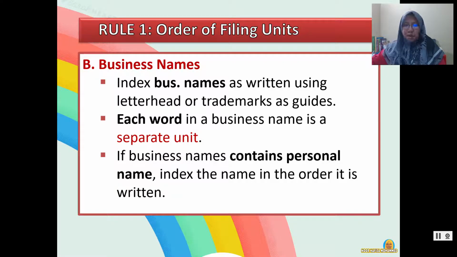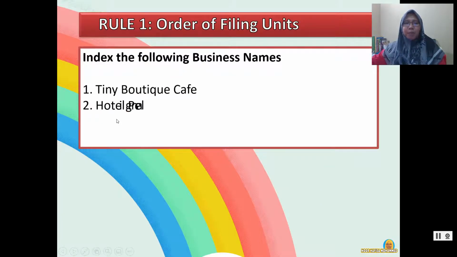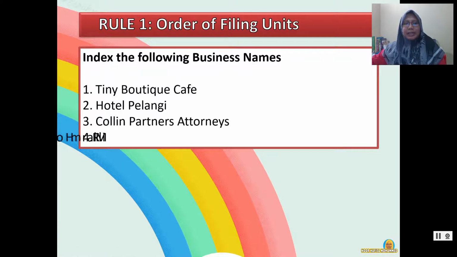Okay, so next, I'm going to give you the example. The example business names are the Tiny Boutique Cafe, the Hotel Pelangi, Colin Partners Attorneys, and also Milk Farmhouse. So these four are what we call the complete business name, or in other words, a filing segment.